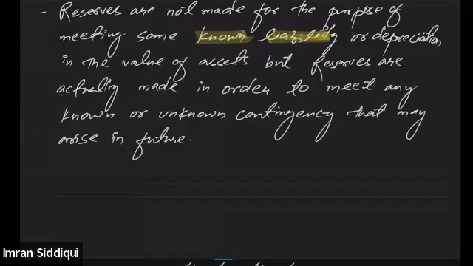But for safety purposes, we allocate or set aside a certain amount out of profit just to ensure that when such a contingency is faced, we have a sufficient amount of fund to resolve that contingency. We have sufficient funds to face such contingencies. So therefore, the reserves are made.